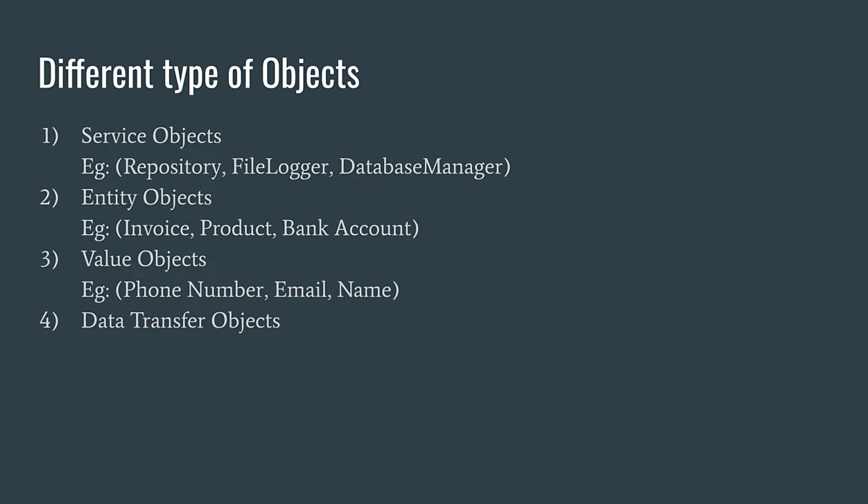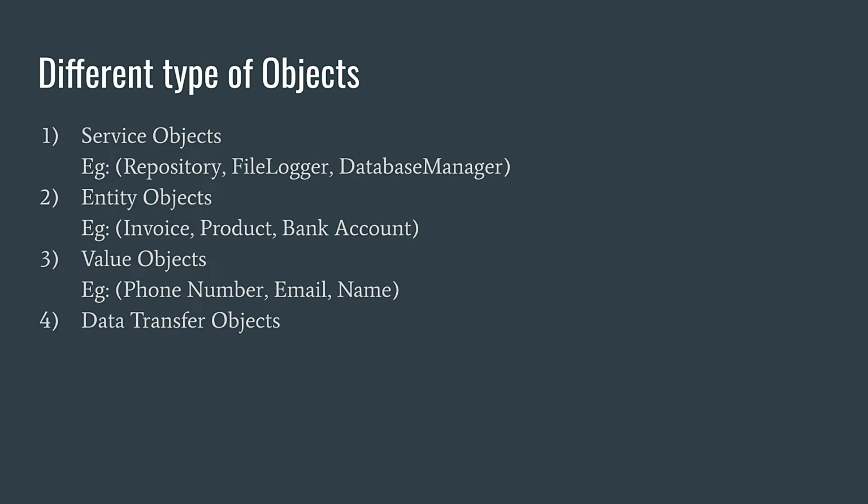Now coming to entity objects, these objects are the application's core objects. They represent important concepts from the business domain like an invoice, a product, or a bank account. Value objects are immutable objects which wrap primitive type values like string, int to represent a custom type in your application. Some aspects of the entity object are represented by value objects as well.